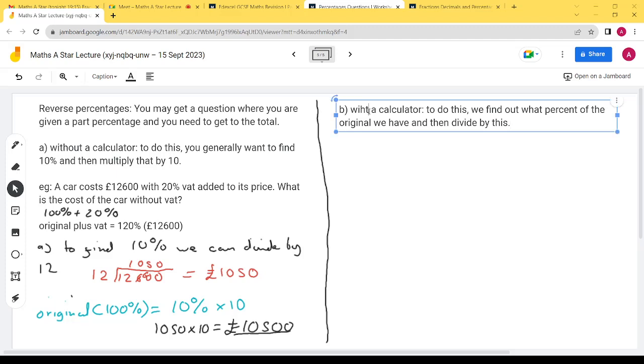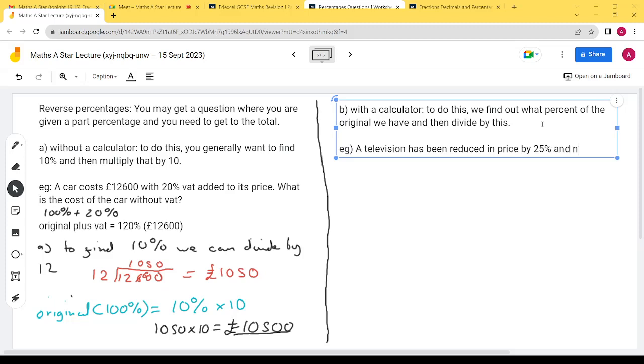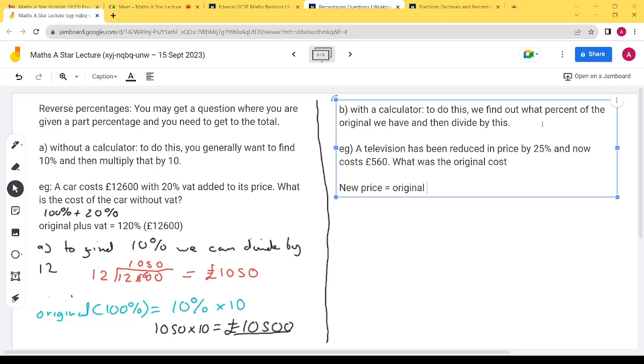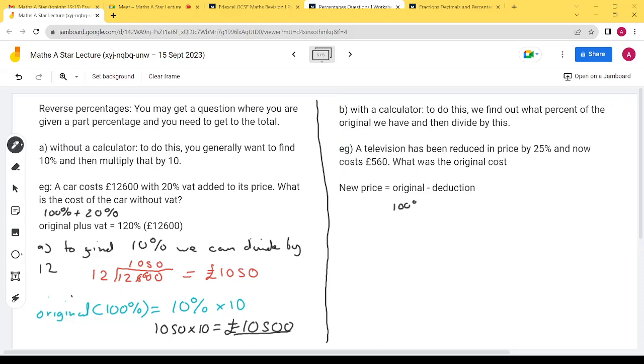So you could say a television has been reduced in price by 25% and now costs, let's say, £560. What was the original cost? All right. And so first of all, we can just say the new price equals the original minus the deduction. And so the original is always going to be 100% minus 25%. That's going to give us 75%.